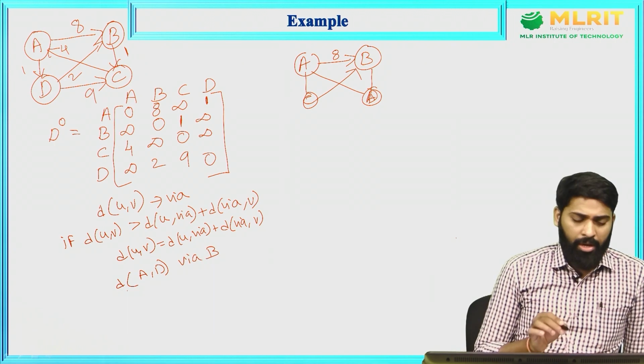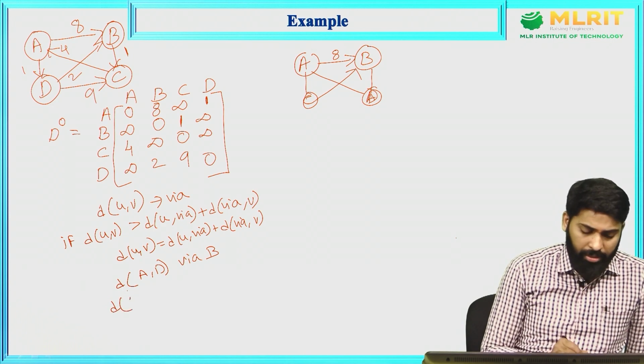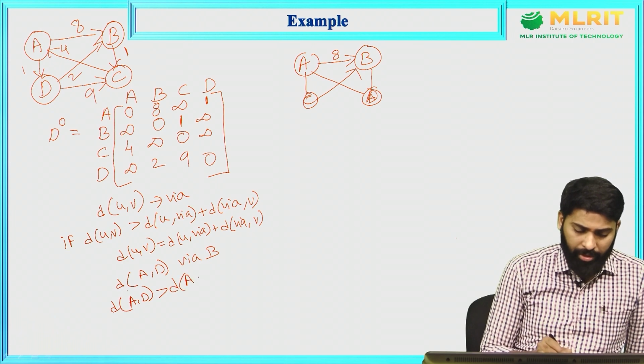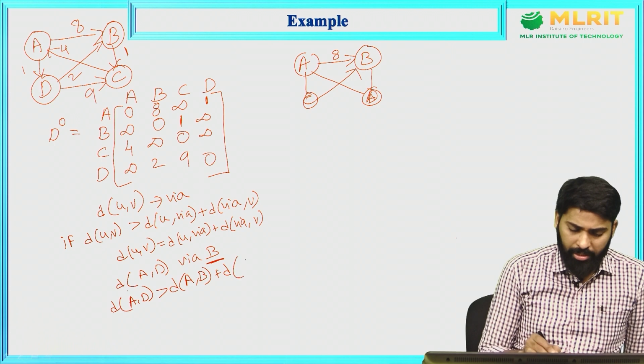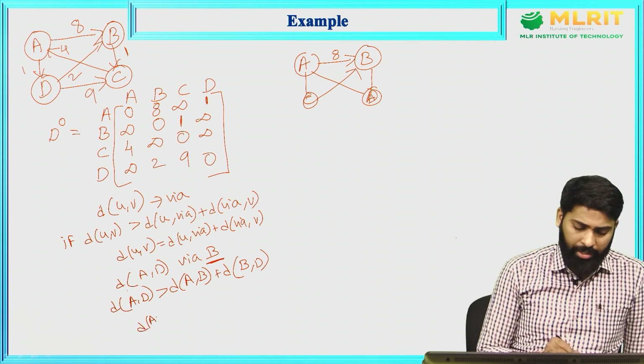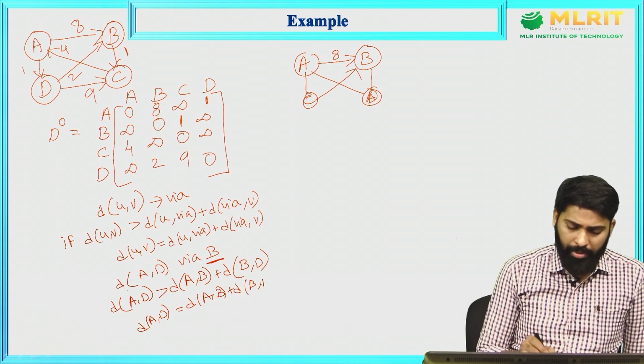So for example, if I try to find the distance between A comma D via B. Okay, how do we find distance of U comma V? Distance of A comma D greater than distance of A, what is the via vertex? B, plus distance of B comma D. If it is true, then we assign distance of A comma D equals distance of A comma B plus distance of B comma D.